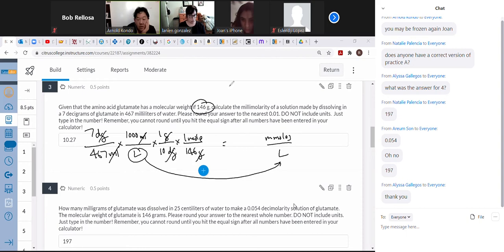That's 1 gram over 10 decigrams. And finally, 1,000 millimoles per 1 mole. Moles cancel, millimoles survive.